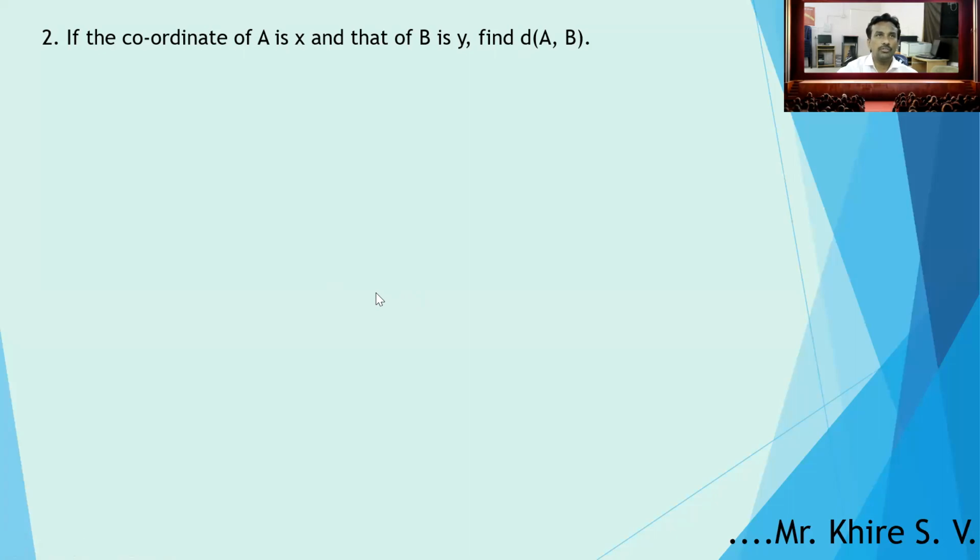If the coordinate of A is x and that of B is y, find distance AB. This is also the same as question number 1, only here x and y are given. First example, x is equal to 1, y is equal to 7. Second, x is equal to 6, y is equal to minus 2.